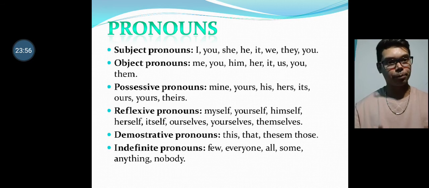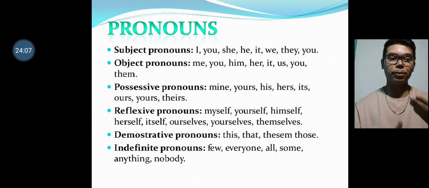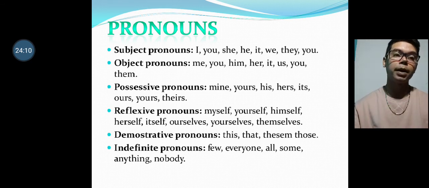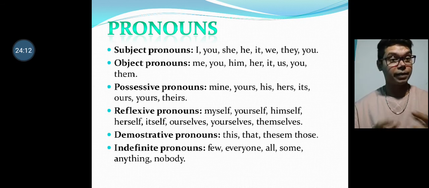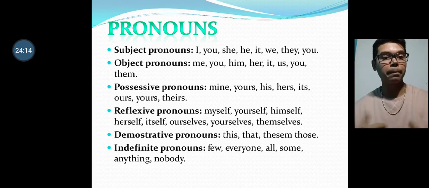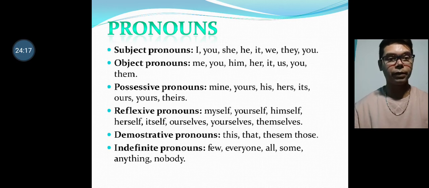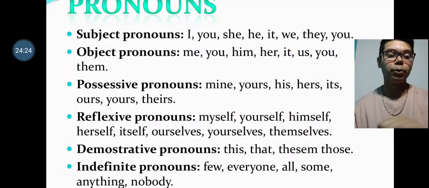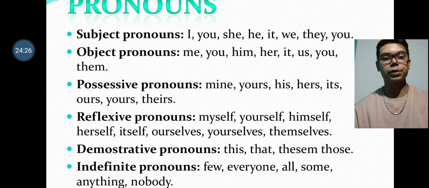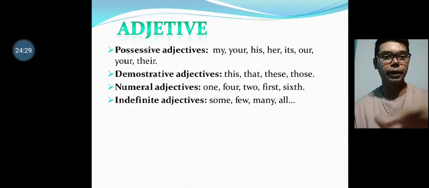We have the reflexive pronouns here, like myself, yourself, himself, herself, itself, ourselves, yourselves, themselves. Los pronombres reflexivos son aquellos donde la acción del verbo recae sobre el mismo sujeto de reflexión. I study myself. Yo me estudio a mí mismo. Okay, we have the demonstrative pronouns like this, that, these, those. Okay, we have the indefinite pronouns that finally are few, everyone, all, some, anything, or nobody.